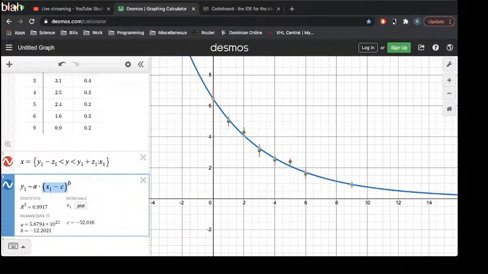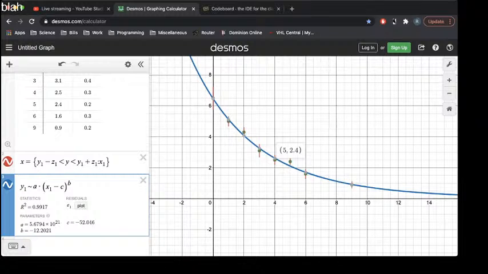So it has an r squared value of 0.9917. And I can see it looks like all of the error bars are touching the graph except for one, except for this point right here. So that gets 7 out of 8 error bars hitting. So that's pretty good.